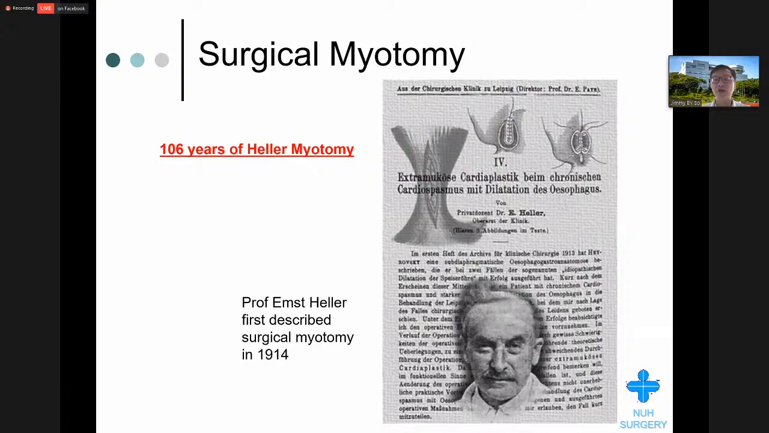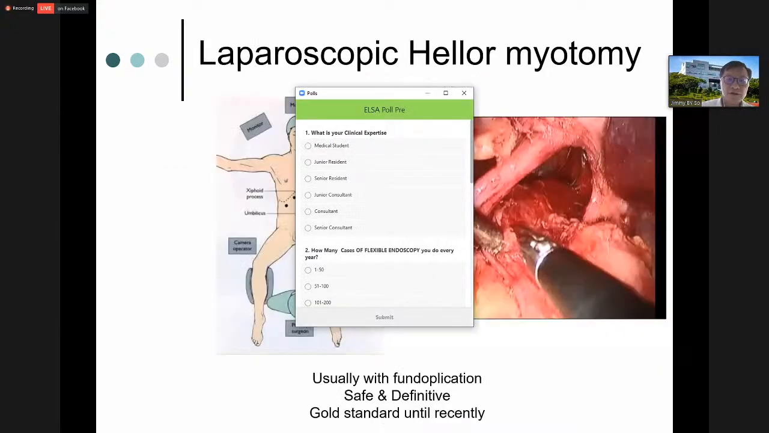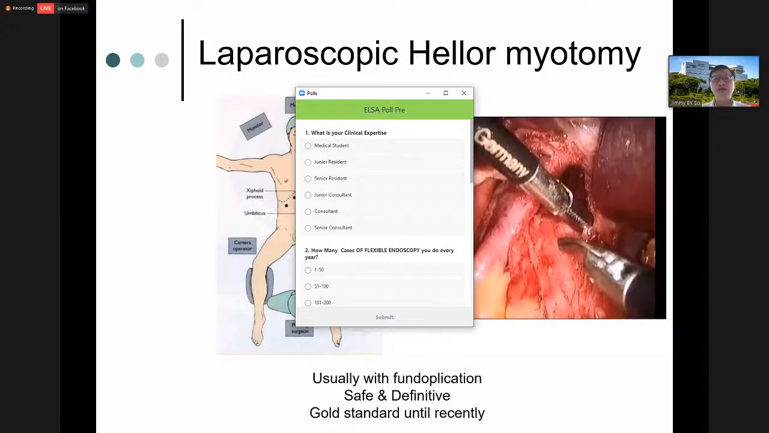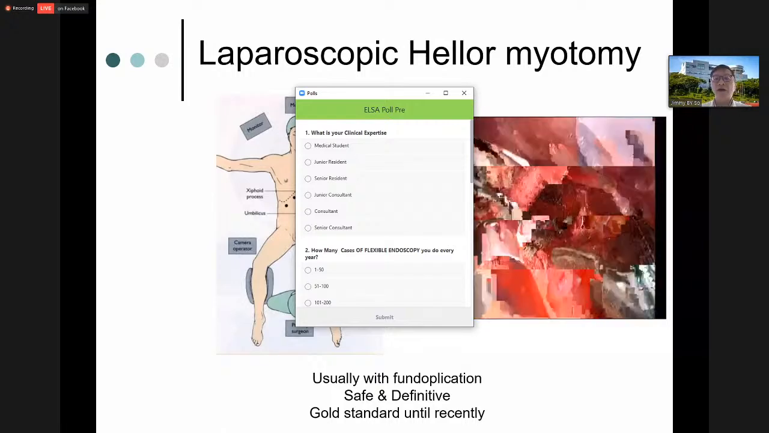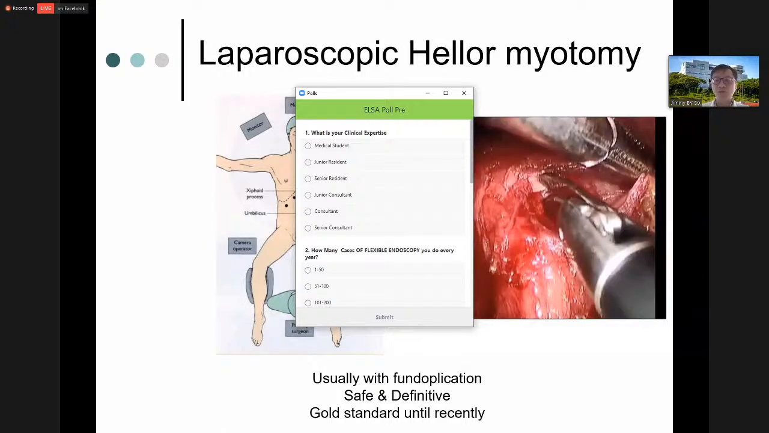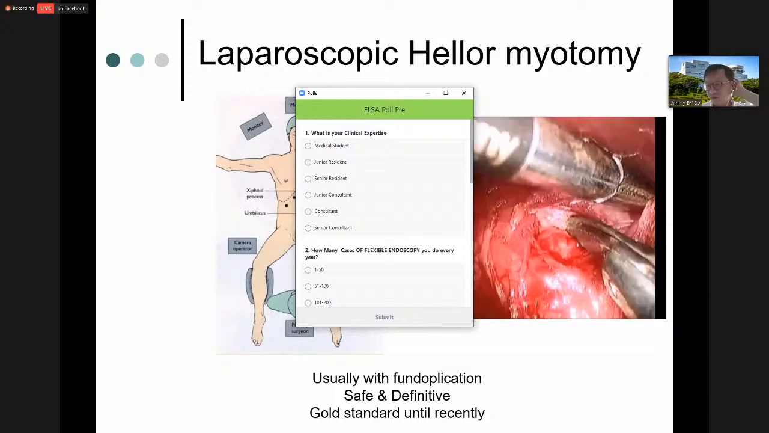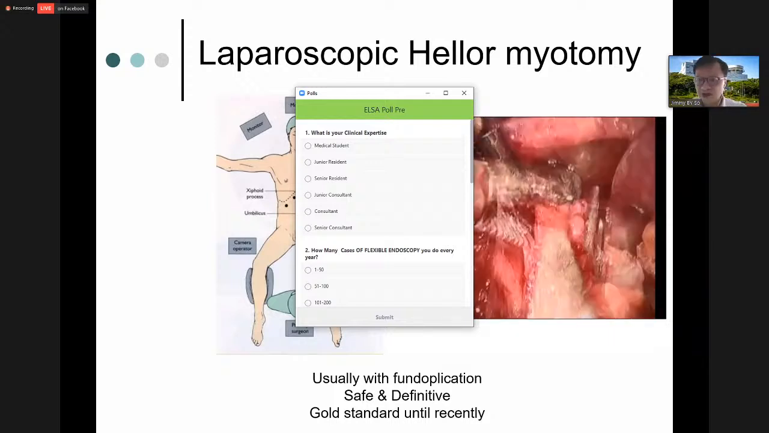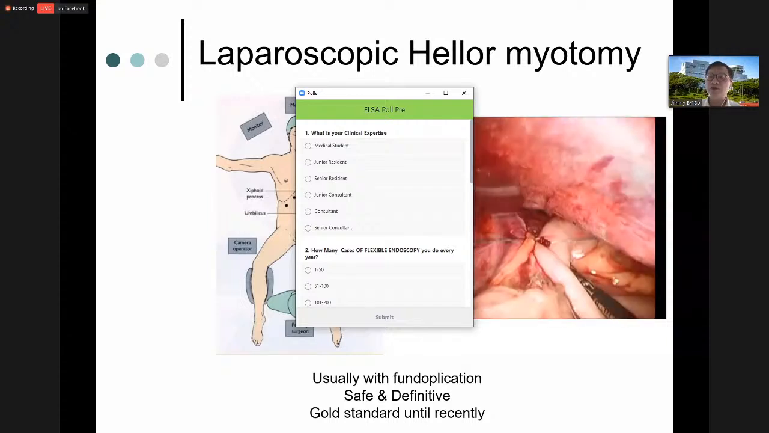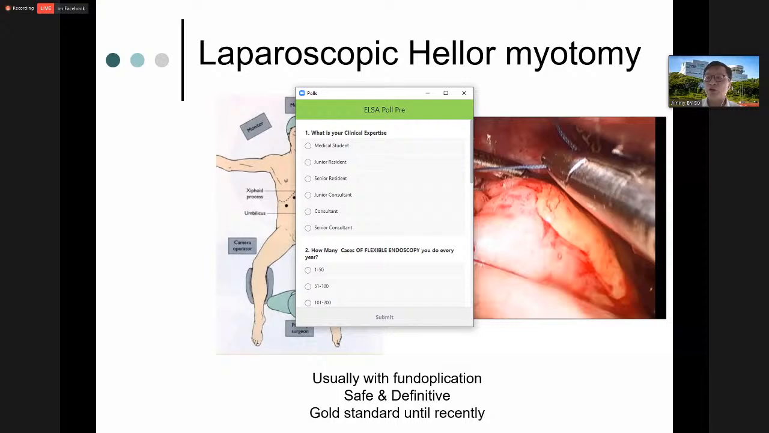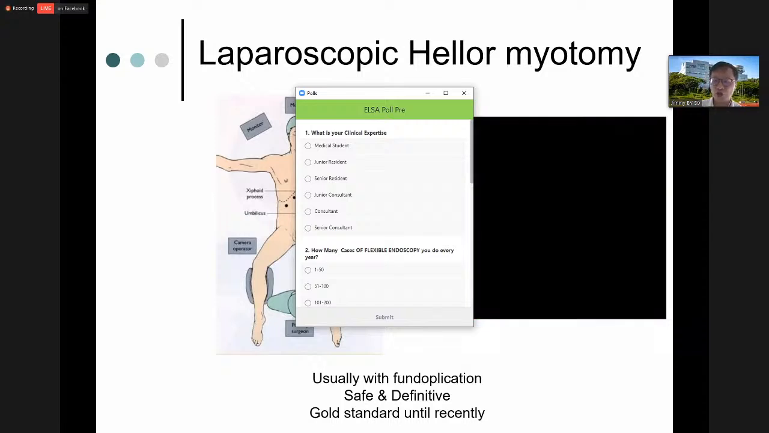And of course, nowadays, we perform it in a laparoscopic way. Laparoscopic Heller myotomy is the standard. And as you can see from the video, this procedure is very nice to perform laparoscopically or robotically, because you can see the GJ junction very clearly below the liver and at the hiatus. And the procedure is usually performed together with a fundoplication.